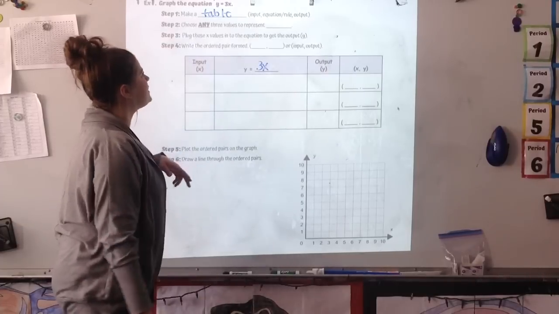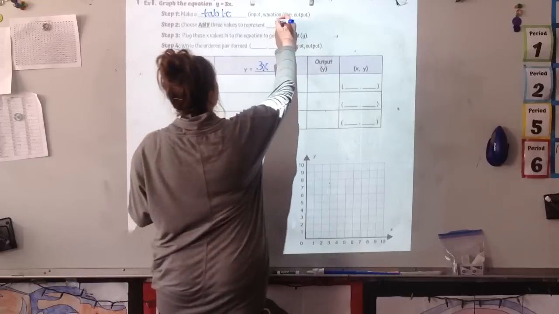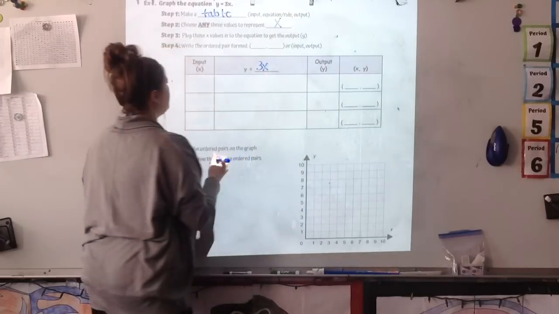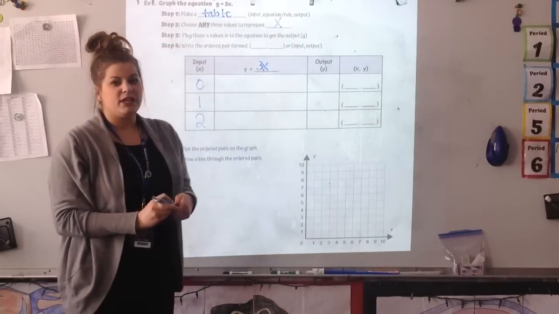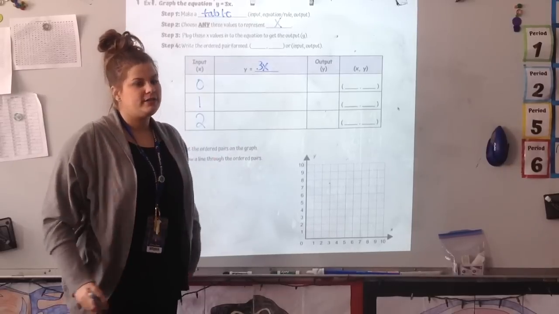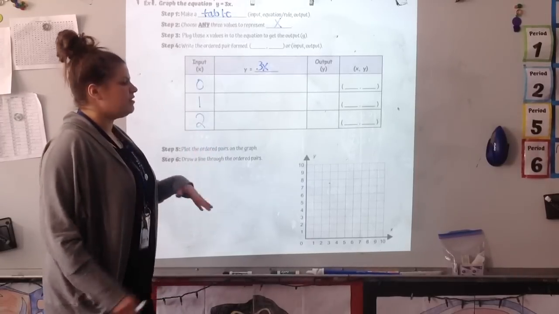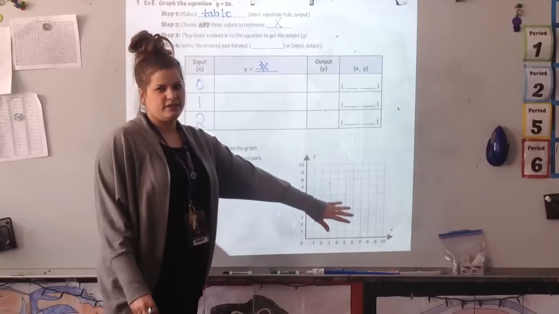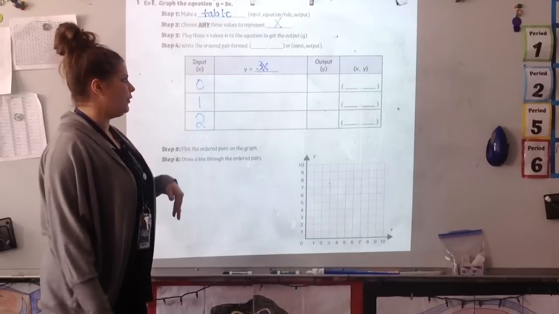Step 2, you're going to choose any 3 values to represent x. So for all of our examples in the notes, we're going to be using 0, 1, and 2. Truly, you can use any values that you want. Like you could plug in 300 if you wanted to, but then keep in mind, the bigger the number you choose, the harder it is going to be to graph. So we suggest that you always use 0, 1, and 2.